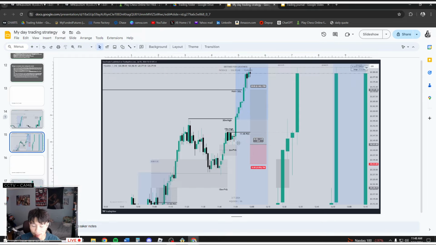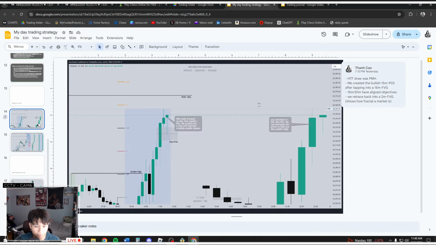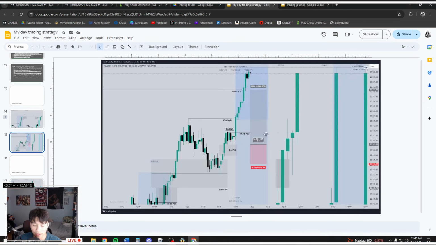We're rebalancing a fair value gap, and so I take that idea of the power of 3 taking the midnight open, and I just applied that to the 15-minute time frame. I noted out the 15-minute open, the new 15-minute open, and I want to be buying below it, and I actually bought below it. I bought whenever price retraced into that 2-minute fair value gap. So consider the opens whenever you're taking a trade.